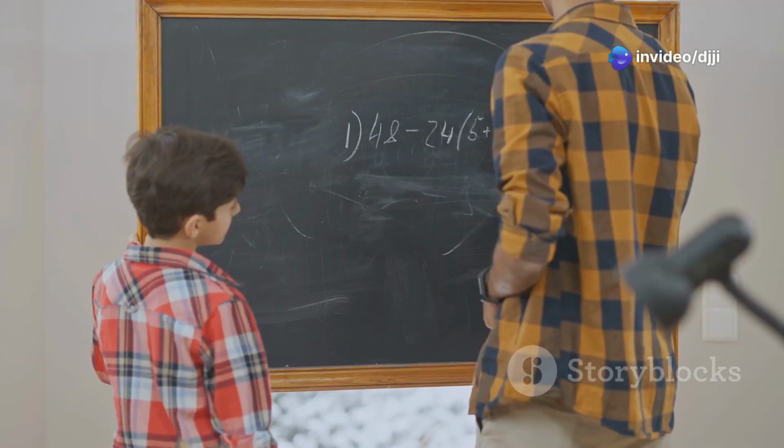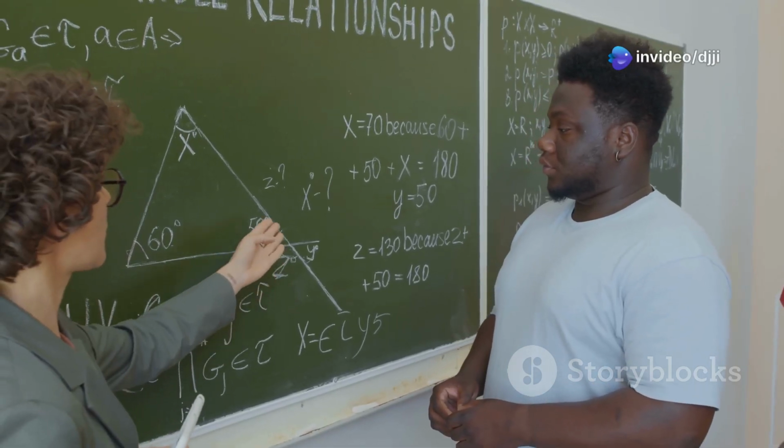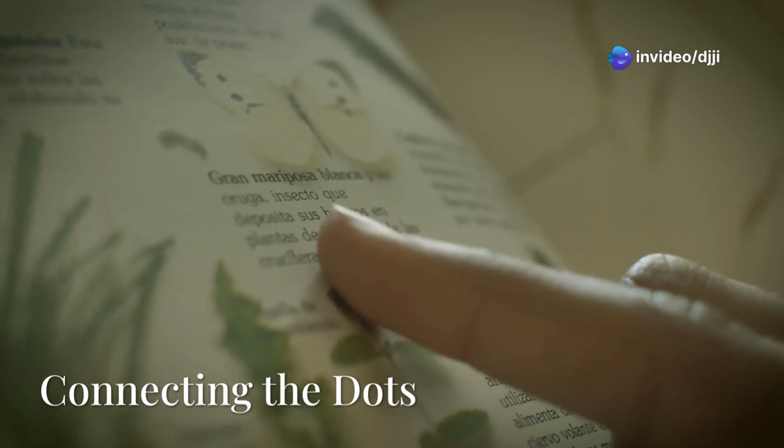Let's take a simple word problem. A plant grows 2 centimeters each day, starting at 0. How tall is it after 5 days? Plot the points and connect them. The graph clearly shows the answer is 10 centimeters. Graphs make solving word problems easier and more visual.